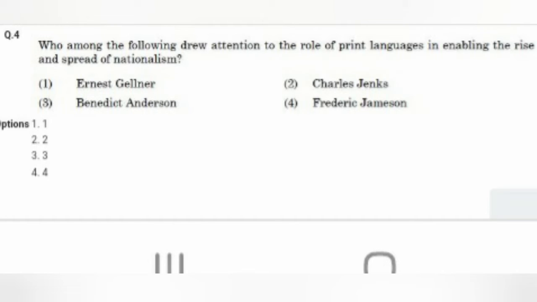Question number 4. Who among the following drew attention to the role of print languages in enabling the rise and spread of nationalism? Option number 1, Ernest Gellner; 2, Charles Jencks; 3, Benedict Anderson; 4, Fredric Jameson.